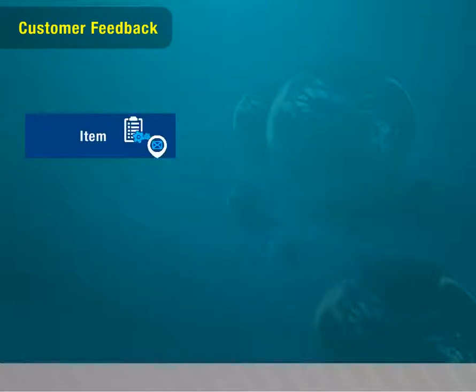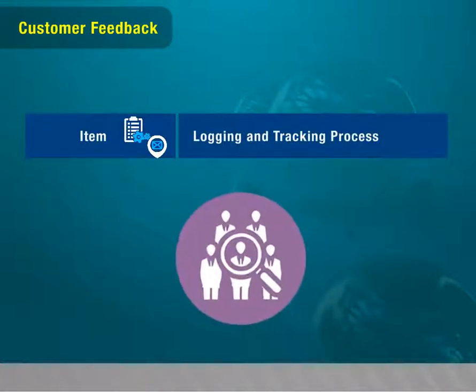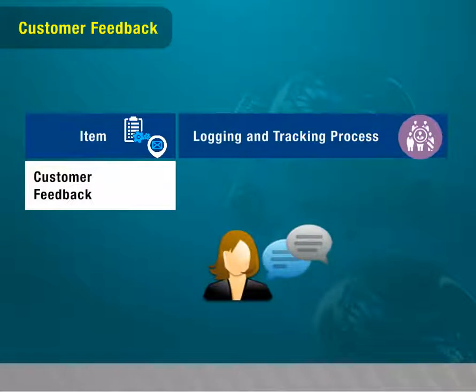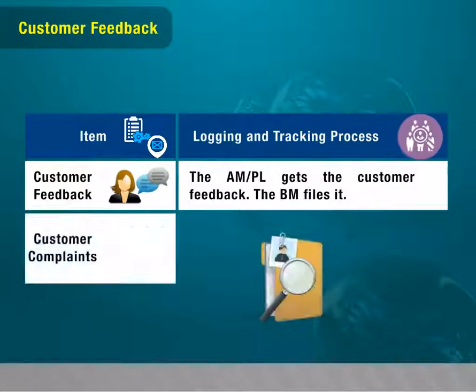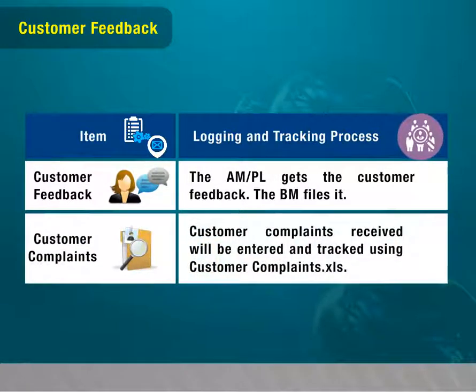Customer feedback. Item: a logging and tracking process. Customer feedback: the AM or PL gets the customer feedback. The BM files it. Customer complaints: customer complaints received will be entered and tracked using customercomplaints.xls.